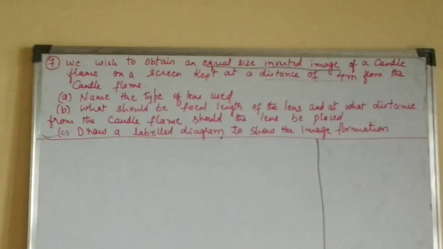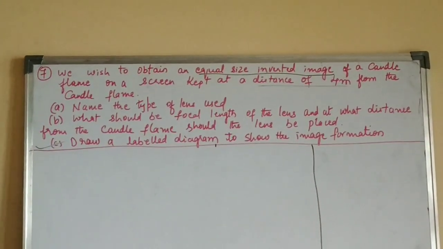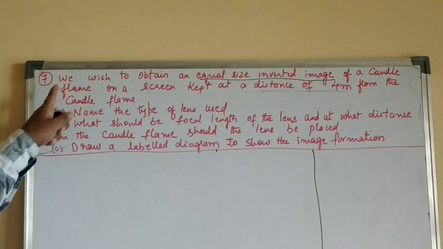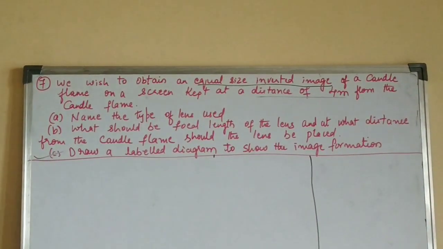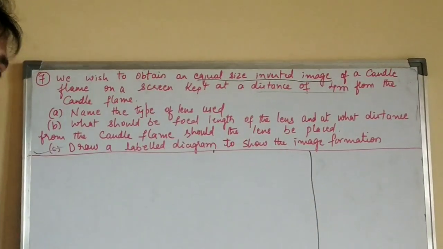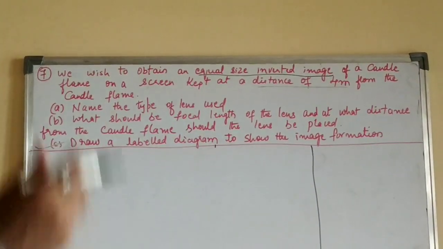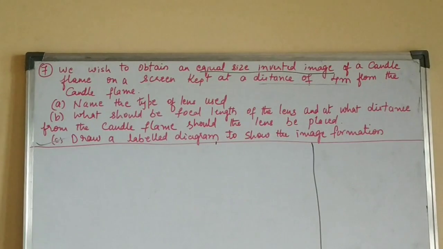Okay, move to the 7th problem. Just carefully listen to the problem. We wish to obtain an equal size inverted image. Equal size inverted image. Think of the ray diagram, on which lens it is. Of the candle flame.